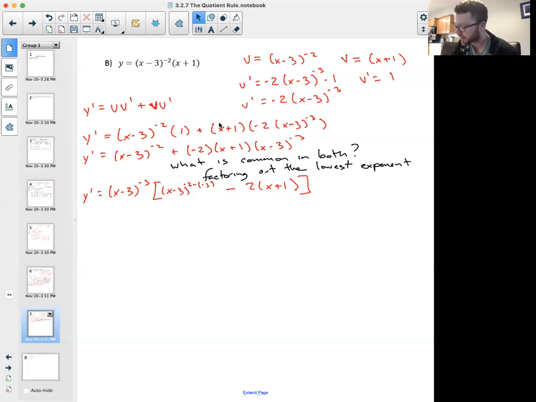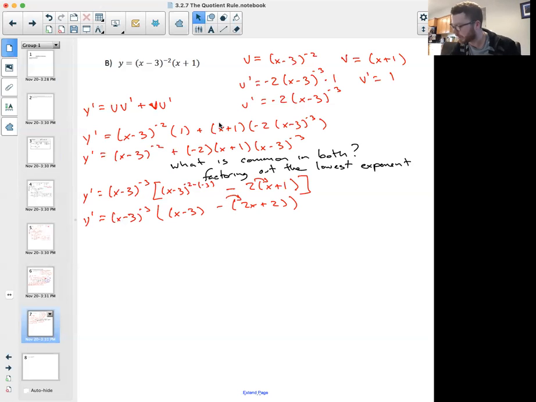So let's rewrite this again. So still have x minus 3 to the -3 out front. So x minus 3 to the exponent -2 minus -3. So we're adding 3 to -2. So that will just be x minus 3 to the power of 1. Okay. And then over here, if we distribute that in there, we'll have -2x plus 2. I could have distributed the -2 in there last time, but that's okay.